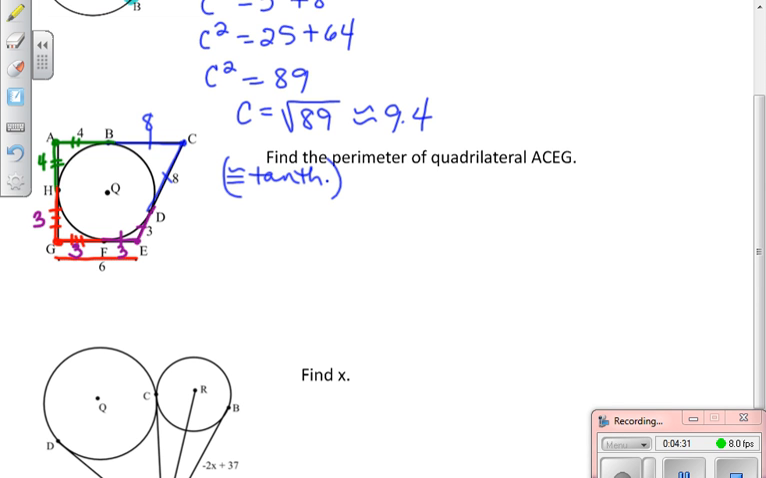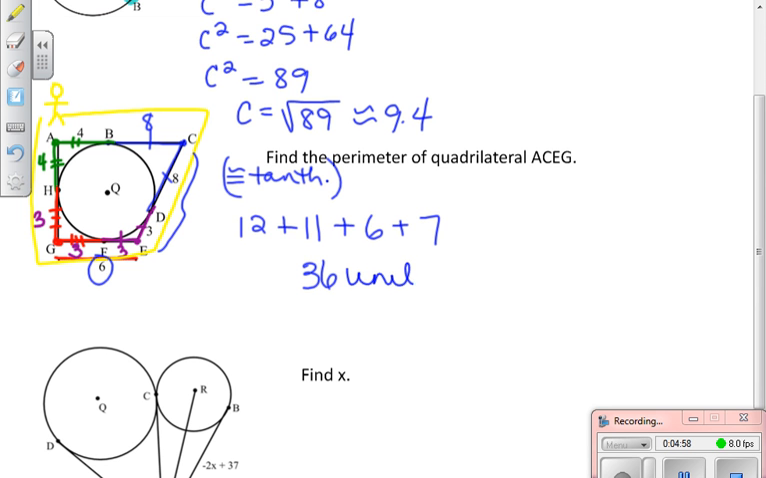Now, to find perimeter, I take a walk around the outside of my figure, and I end up adding 4 plus 8, which is 12, plus 3 plus 8, which is 11, plus 6 on this side, plus an additional 7, and this whole thing ends up being 36 units. Now be careful that you're keeping your tangents so they're not equal all the way around, but you just have equal tangent segments at each of those exterior points.